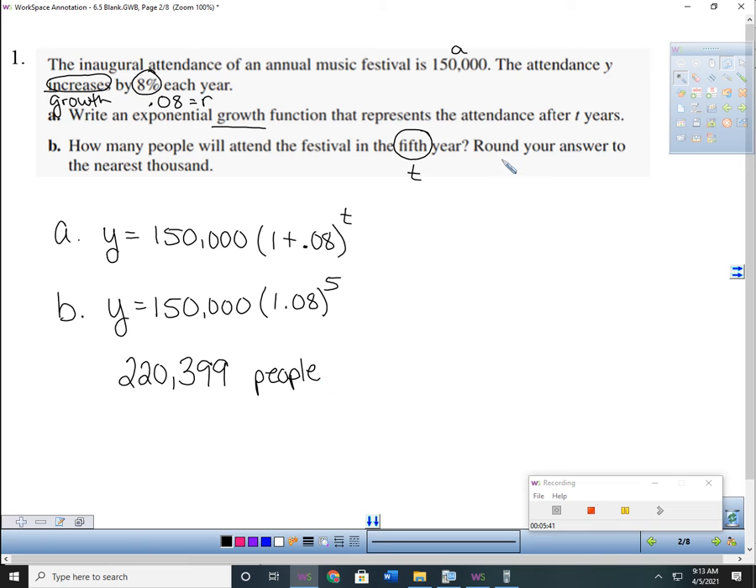And it did say round your answer to the nearest 1,000. Oh, to the nearest 1,000. So this would be rounded to the nearest whole, right? So we're rounding to the nearest 1,000. So we have 220,399. So this would be the 1,000 right here, right? 220,000. And since that's less than 5 after that, this would be 220,000 people. Make sure you read the directions, unlike me.